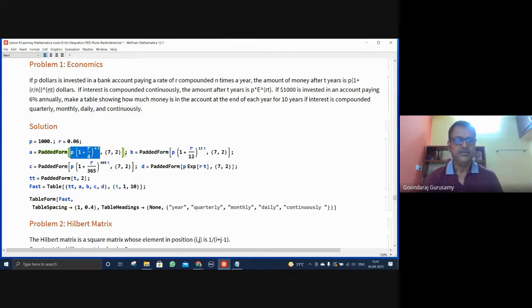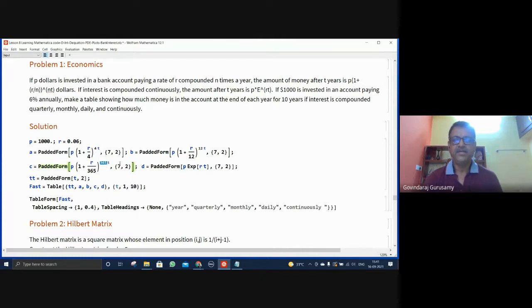And you can see there is a padded form with the numbers taken. A is quarterly, B is every month. Is that clear? Yes, sir. Next is every day, 365. That is C. A has been found, B has been found, C has been found: this is quarterly, this is every month, and this will be every day.